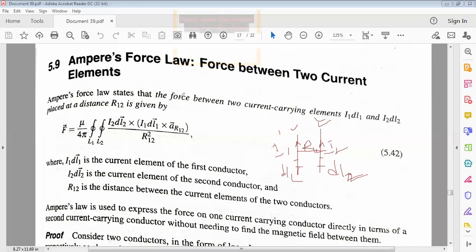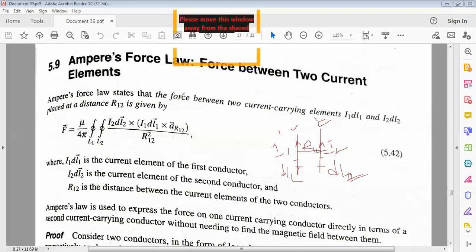Ampere's force law states that the force between the two current carrying elements I1 dl1 and I2 dl2 placed at a distance of R12 is given by F equal to mu by 4 pi, line integral of, in general, I dl by R square. But here two current elements are spaced apart, so mu by 4 pi line integral 1 and line integral 2 of I2 dl2 cross I1 dl1 cross a_R12, its vector direction from 1 to 2, by the square of the distance R12 square.